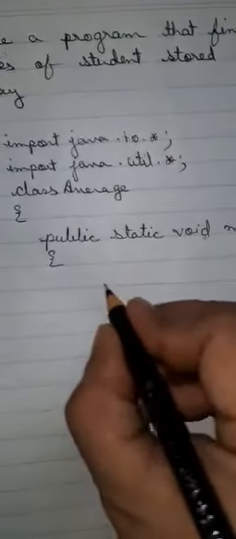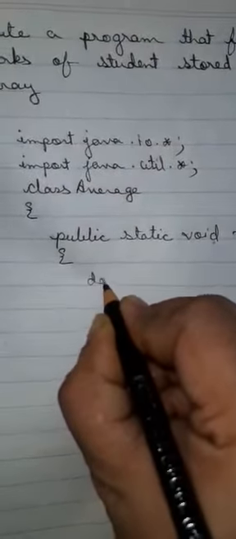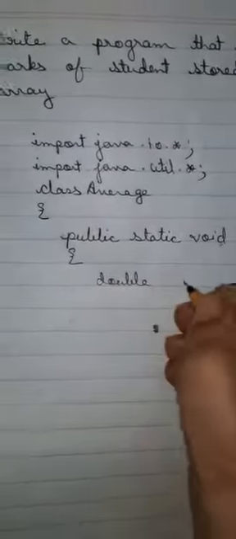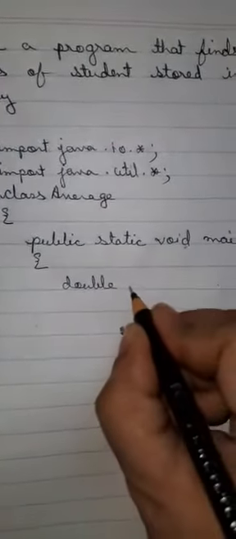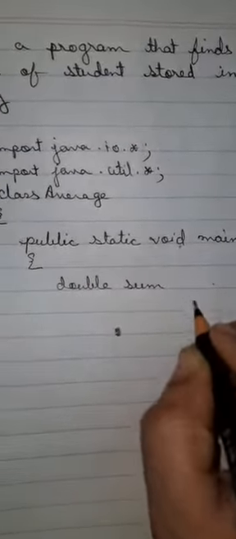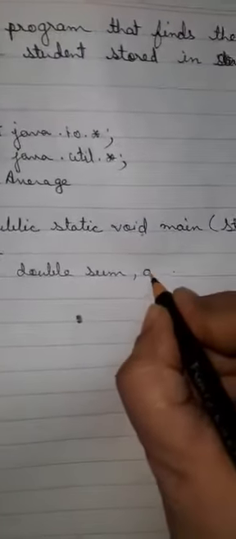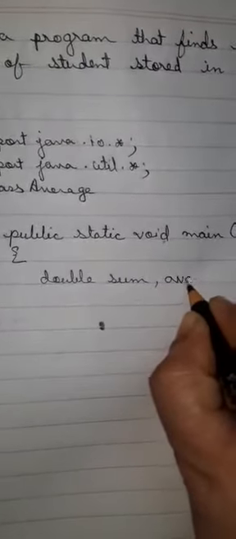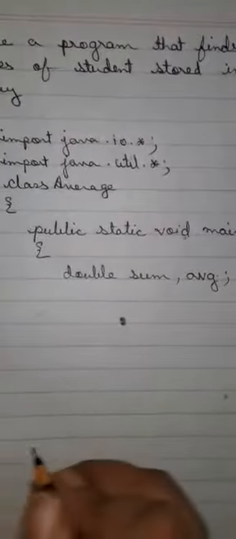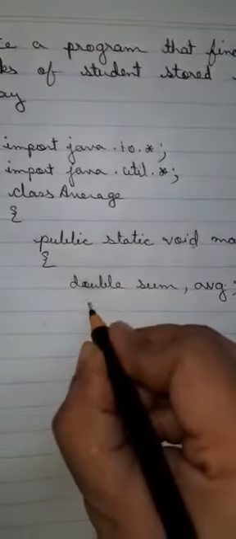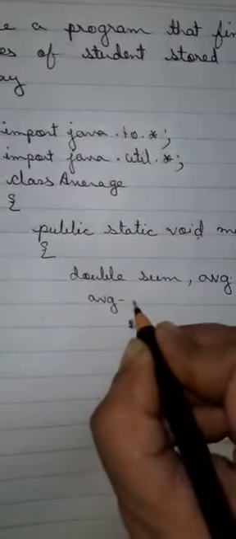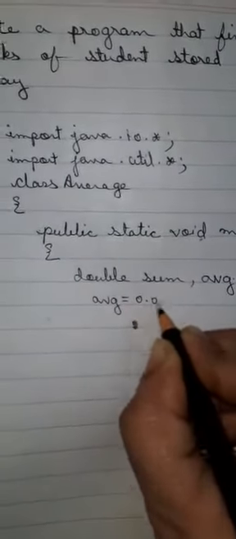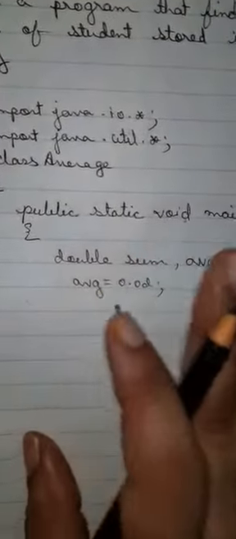Now we'll declare the variables. Let's first declare the normal variables, double sum and average. These two variables we have declared, and let's initialize the average as 0.0d. So it is declared. Then we have to create the array.